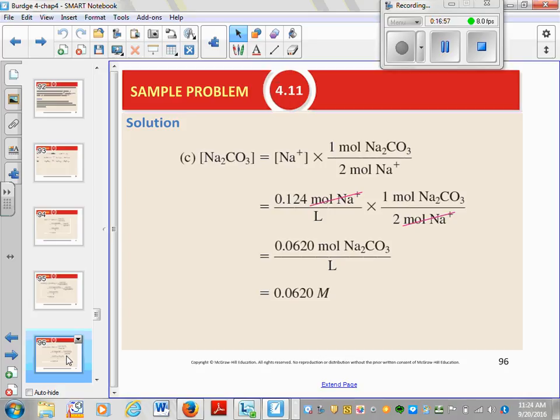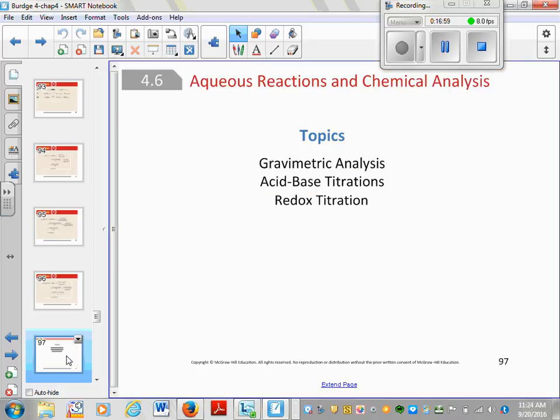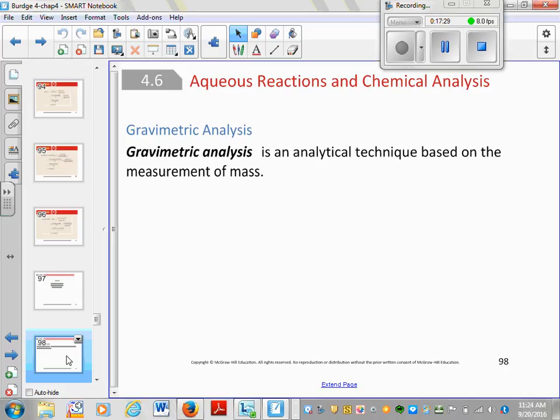Now we're going to look at some analytical techniques: gravimetric analysis, acid-base titrations, and redox titrations. You had some experience with gravimetric analysis in the separation of mixtures. We're going to precipitate something in a reaction, weigh the precipitate, and from that find out how much is in the sample. So gravimetric, based on mass, gravity.